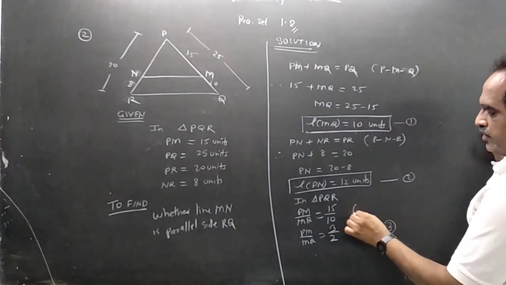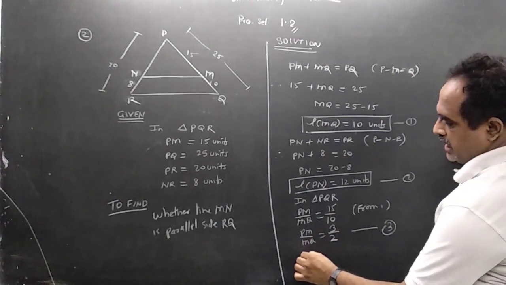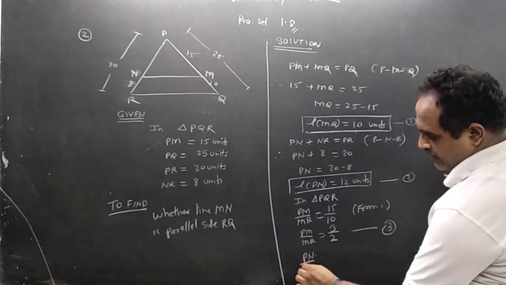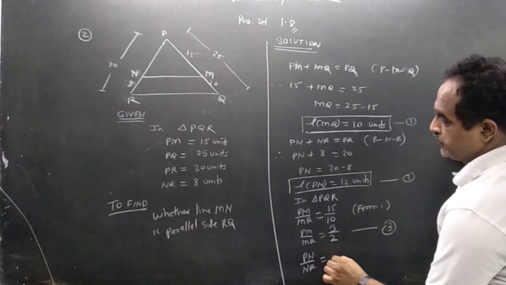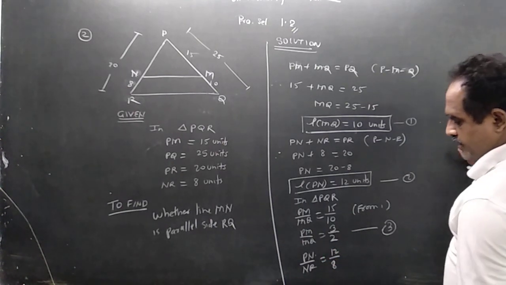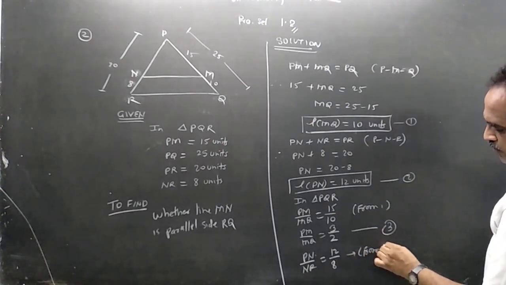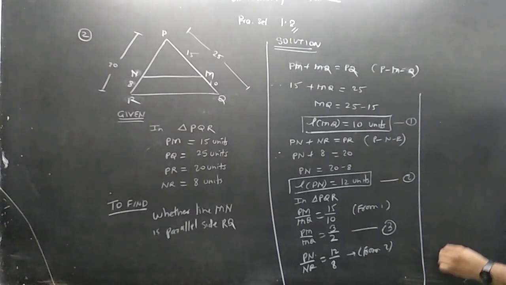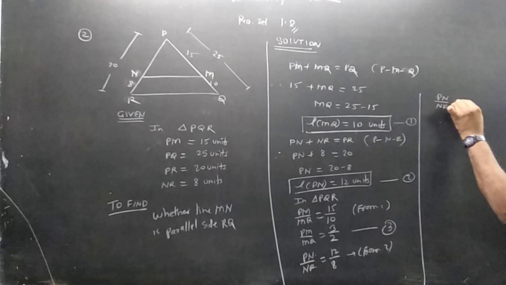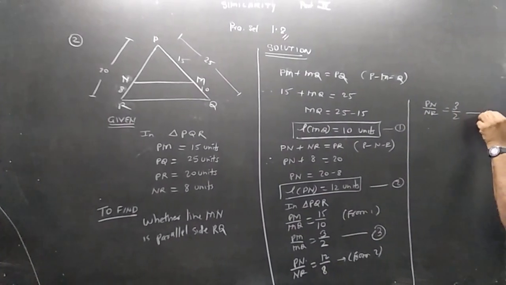And you can write from 1. Now, PN upon NR is actually 12 by 8. So, again, we can write from 2. Therefore, PN upon NR will become 3 upon 2 again, equation number 4.